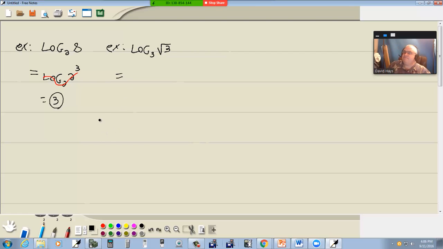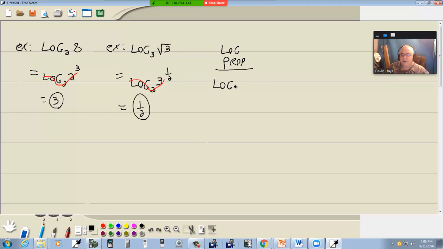So look at another example. Now notice here our base is 3. And we're going to try to rewrite this as 3 to the power, and the square root of 3 is 3 to the 1/2 power. Now since the 3's match, the log and the 3 are going to cancel, and 1/2 is our answer. Now this particular log property says we've got log base b of b to the p. That's going to equal p.